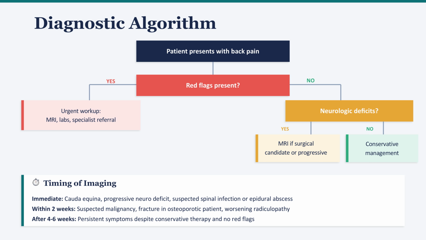For timing of imaging, obtain it immediately for suspected Cauda Equina syndrome, cord compression, or spinal infection. Within 2 weeks for suspected malignancy or fracture in an osteoporotic patient. And after 4 to 6 weeks for patients with persistent symptoms despite conservative therapy who have no red flags. This stepwise approach ensures you do not miss dangerous pathology while avoiding the trap of unnecessary early imaging.